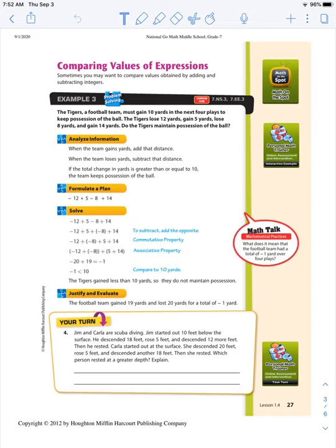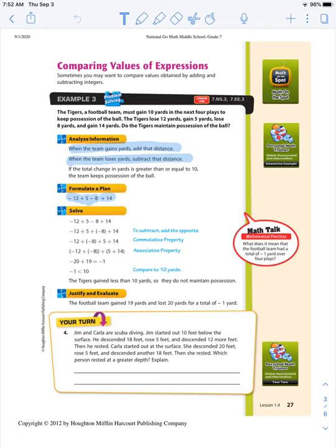So when the team gains, in case you don't know football, when the team gains yards, you add that to the distance. When they lose yards, you subtract. So we're going to represent the gains as positive integers and the losses as negative integers. We're going to find the total change, and hopefully it's greater than or equal to 10, which means the team keeps possession of the ball. So first they lose 12 yards, it's negative 12. Then they gain 5, that's positive 5. Then they lose 8, that's a negative 8. And then they gain 14, that's a positive 14.